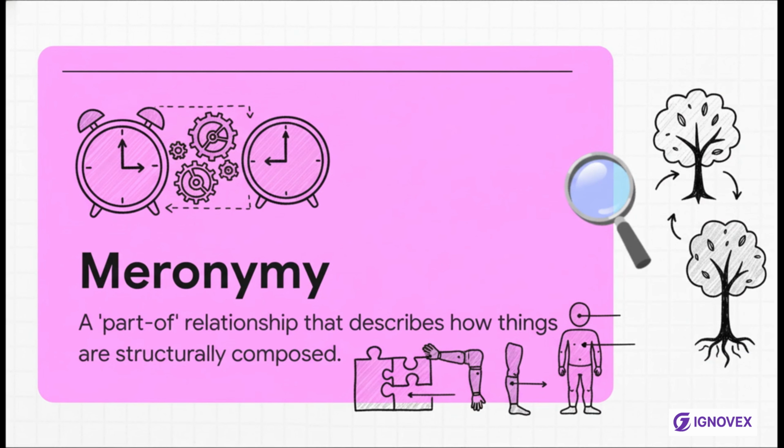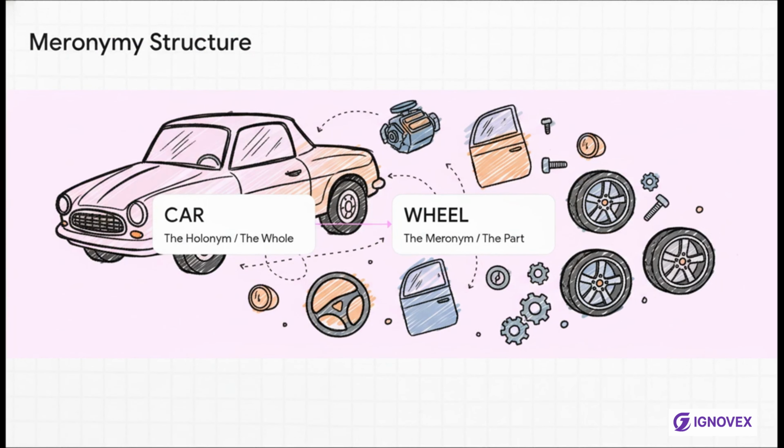So we categorize things, right? But we also understand them by their components. And that brings us to our next tool, meronymy, which is all about the part-of relationship. It's how we see an object as a collection of its parts. So a car is the whole thing, the holonym. A wheel is just one part of the car, making it the meronym. This lets us understand that a car isn't just one block, but this complex system of interconnected parts like wheels, engines, and doors.